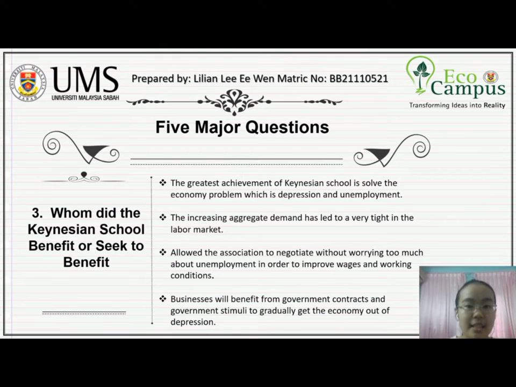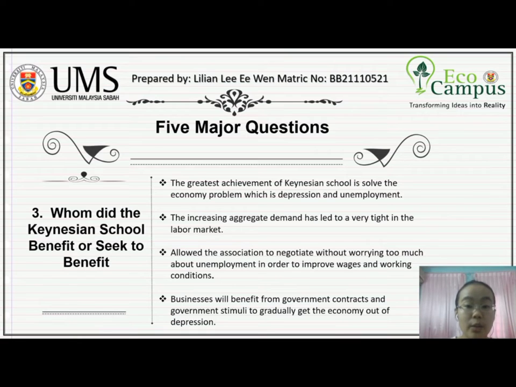My name is LILIAN. Now I will continue to present the part of the 5 major questions. Number 3, who did the Keynesian school benefit or seek to benefit? The greatest achievement of the Keynesian school is solving the economic problems, which are depression and unemployment.